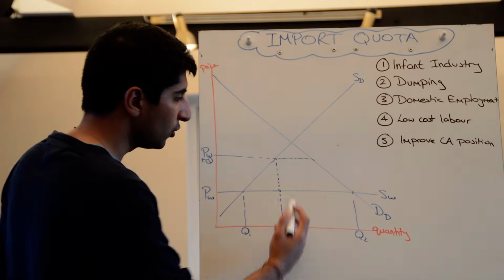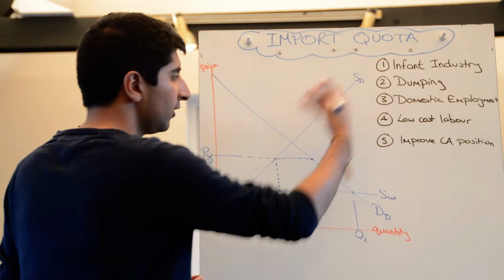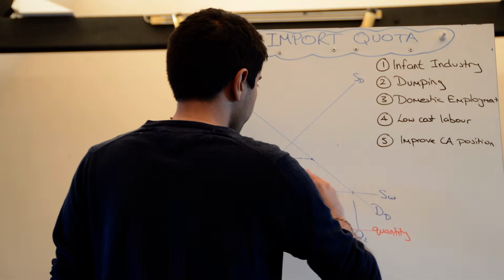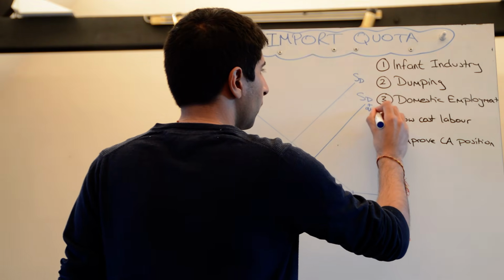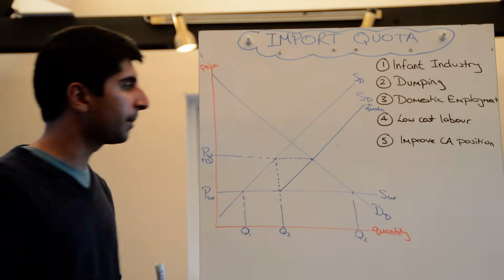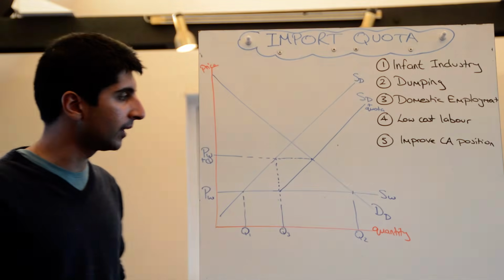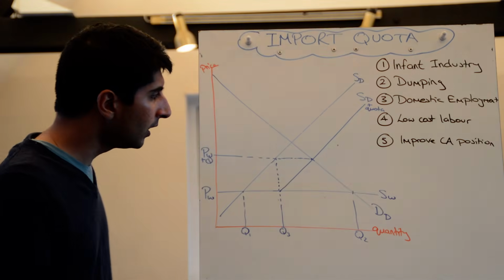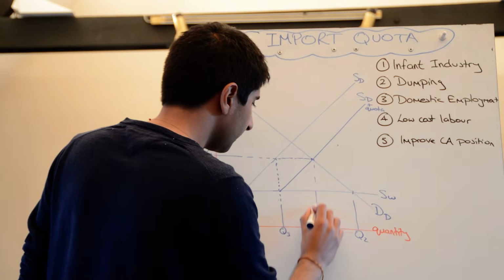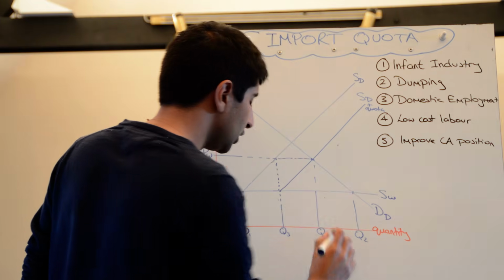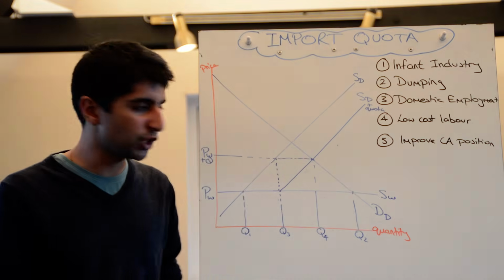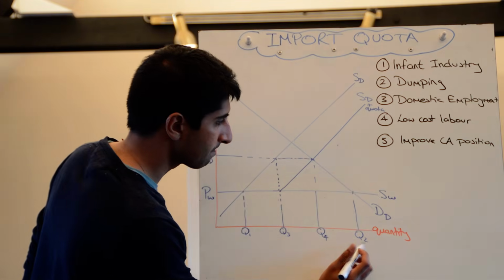So what you need to make sure you do now is connect these 2 points together to show a shift of supply. Okay, so we'll call that SD with the quota, and that comes about through the incentives of the price mechanism. So it means that domestic suppliers now supply up to Q4, and there is a contraction of demand.